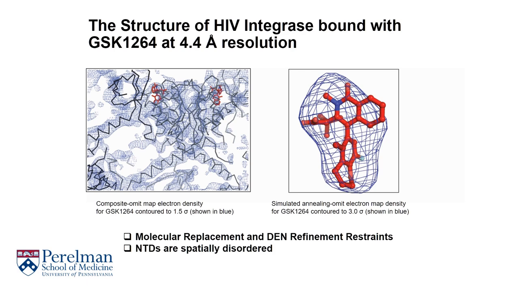Overall, the electron density was of the quality that allowed us to model all the backbone atoms through the catalytic core domain and C-terminal domain, as well as the drug. Although the PAGE analysis of the gels showed us that we crystallized intact protein, the N-terminal domains were found to be spatially disordered, as there was no anomalous signal from the zinc in the N-terminal domains, nor interpretable electron density that could be assigned to the domain.